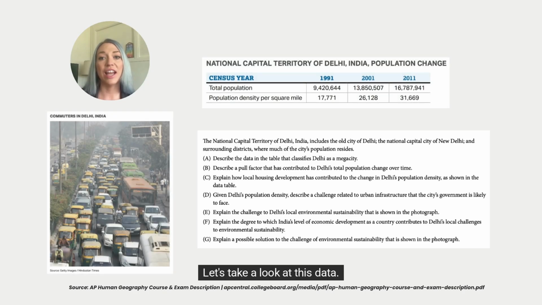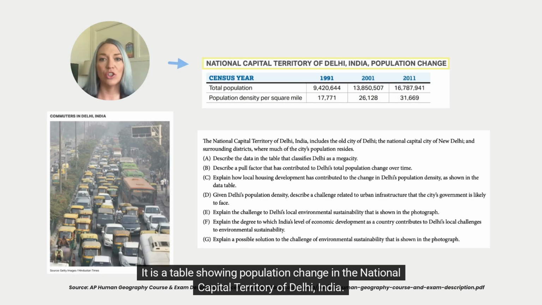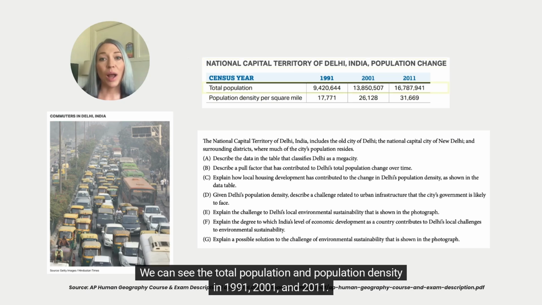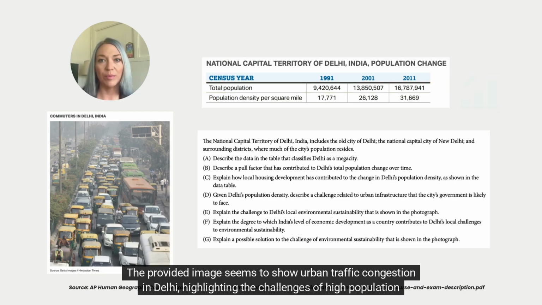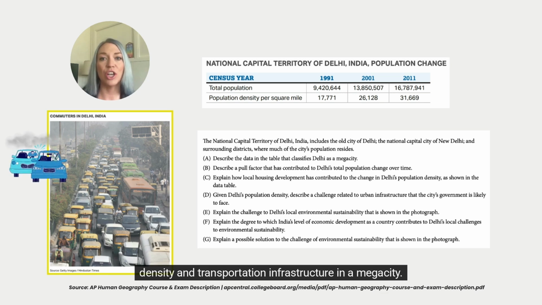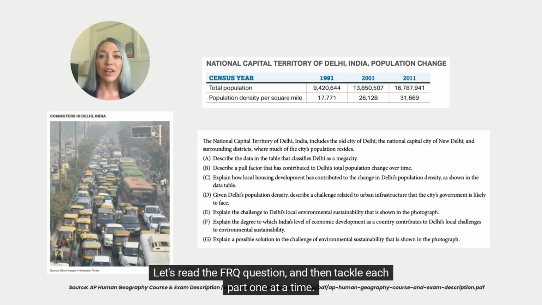Let's take a look at this data. It is a table showing population change in the National Capital Territory of Delhi, India. We can see the total population and population density in 1991, 2001, and 2011. The provided image seems to show urban traffic congestion in Delhi, highlighting the challenges of high population density and transportation infrastructure in a megacity. Let's read the FRQ question and then tackle each part one at a time.